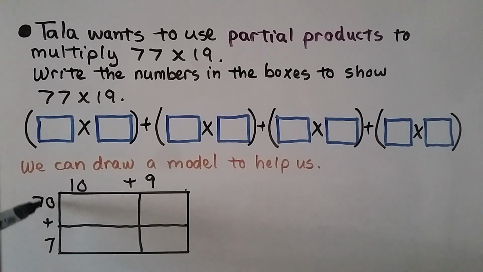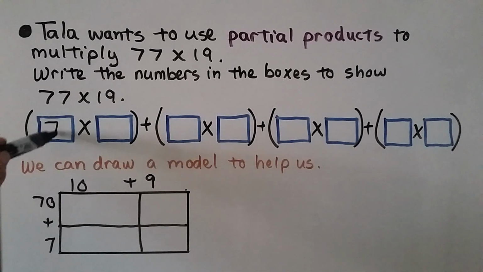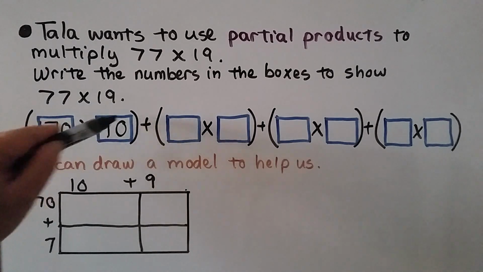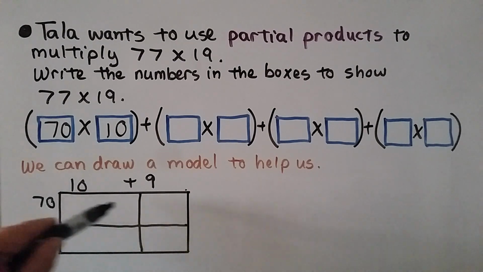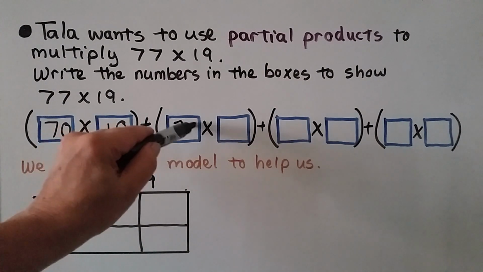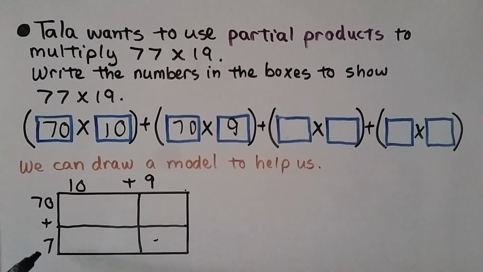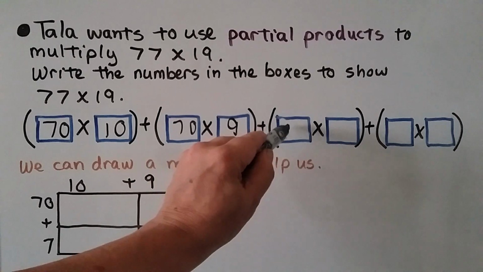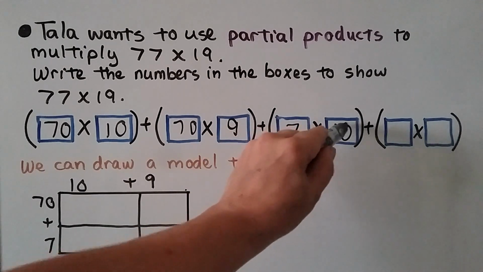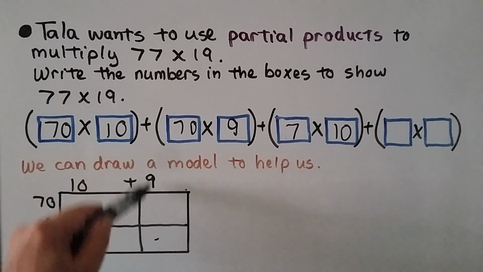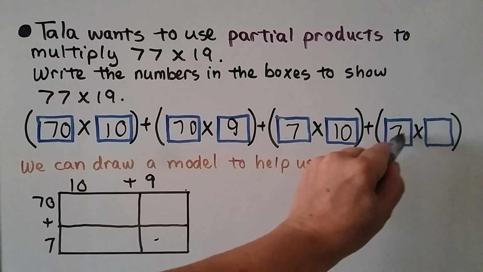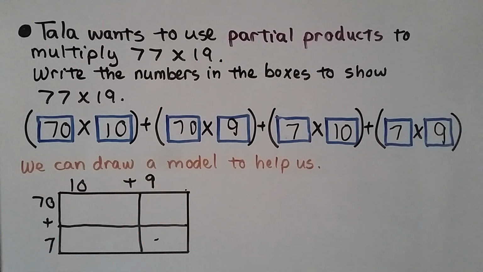So we know we're going to multiply 70 times 10. We know we're going to multiply 70 times 9. We're going to multiply 7 times 10. And we're going to multiply 7 times 9. Now we've written all the numbers in the boxes to show how to use partial products to multiply 77 times 19.